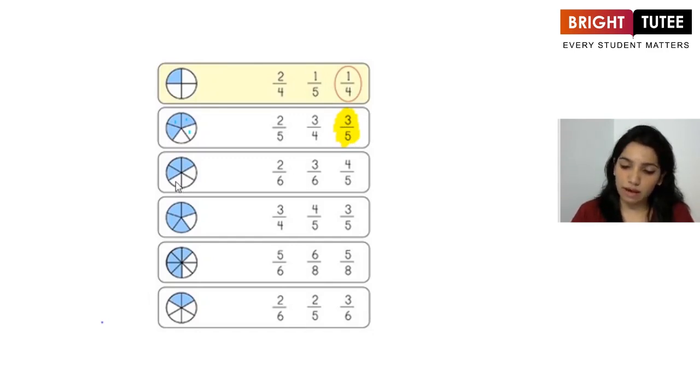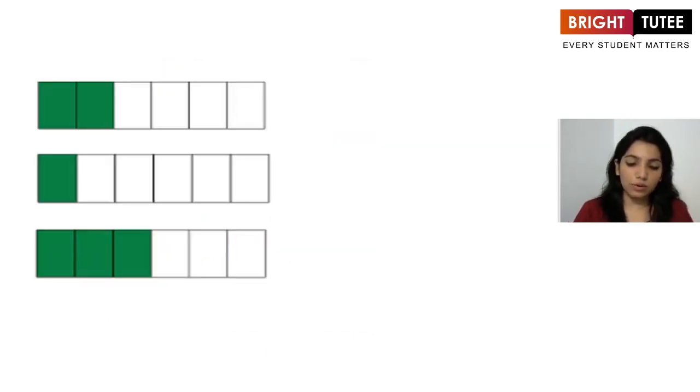In the next one, we have 1, 2, 3, 4, 5 and 6 parts, out of which 3 parts are shaded. In the next one, we have got 5 parts, out of which 4 parts are shaded. In the next one, we have got 8 parts and out of it, total 5 parts are shaded. In the last one, we have total of 1, 2, 3, 4, 5 and 6 parts, out of which 2 are shaded. I hope it is clear how we are writing these fractions. Now, instead of circles, let's see the same in bars, okay?